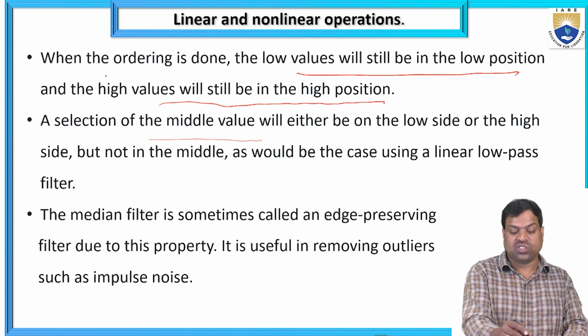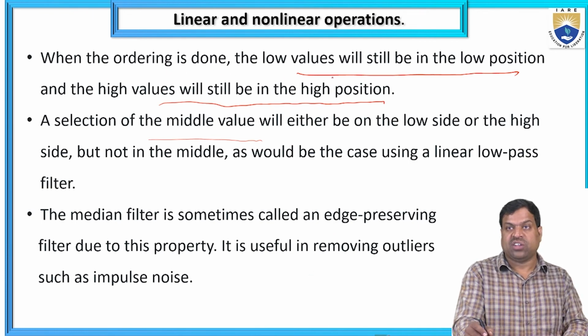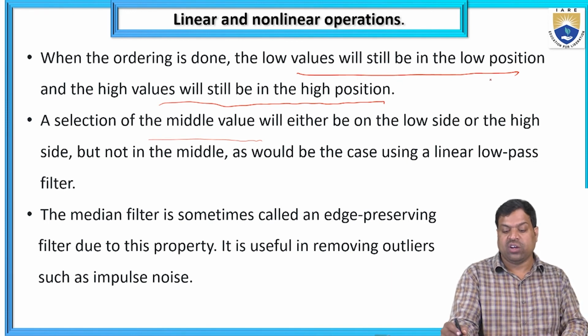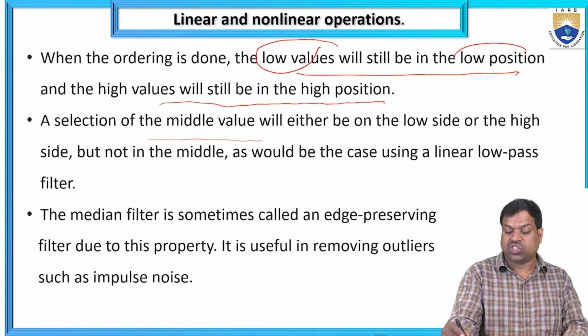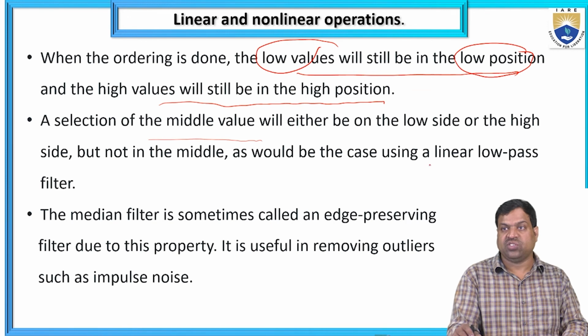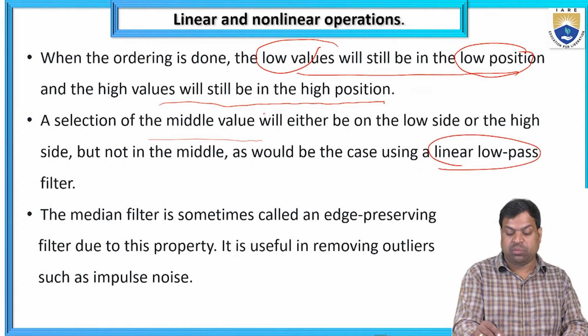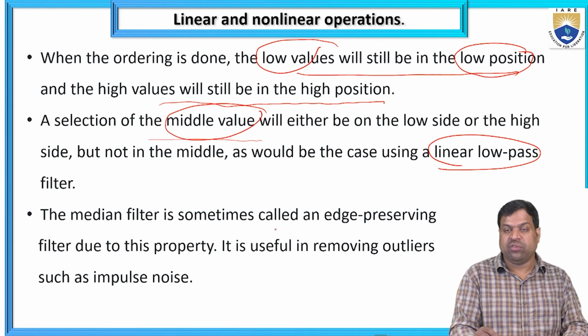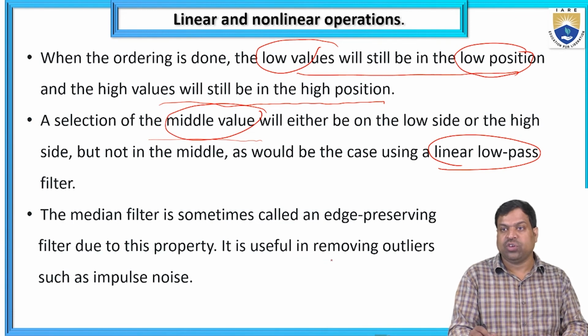Once the ordering is done, low values will always be in the low positions and high values in the high positions. But what is the middle value? It is either on the low side or the high side, not in the middle, as it would be when using linear low pass filters. The median filter is sometimes called edge perceptive due to this property. It is useful in removing outliers such as impulse noise.